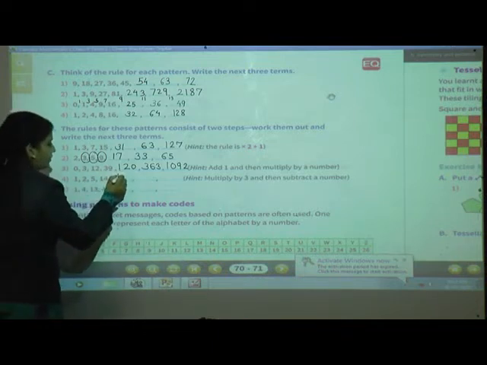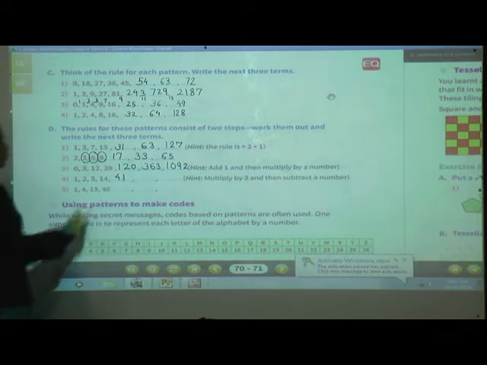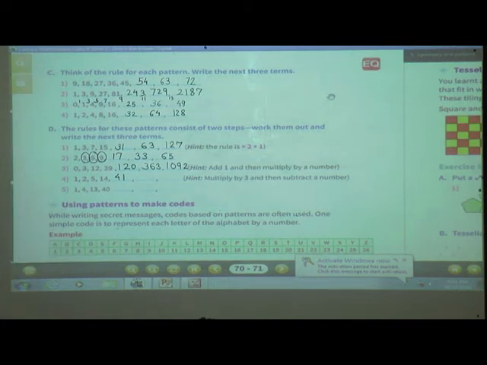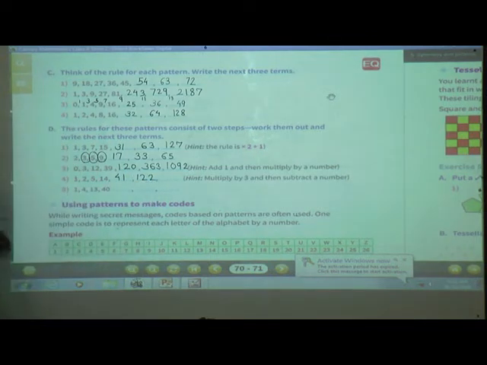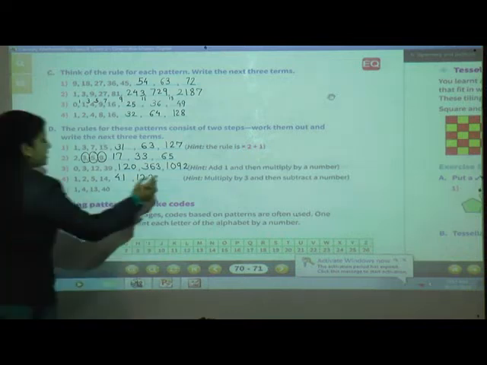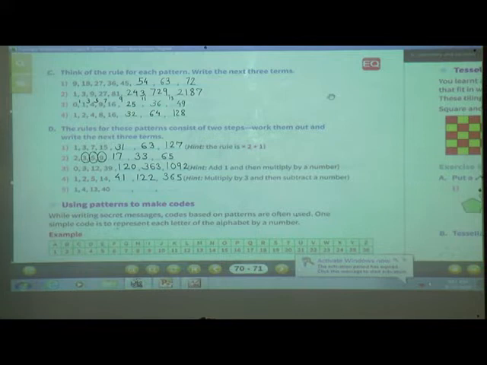Minus 1, 41. Now you multiply 41 by 3 and subtract 1 from it, students. Tell me the answer. Yes, 122. Again this, multiply by 3 and subtract 1 from it. Yes, 365. Good. Now the last one.